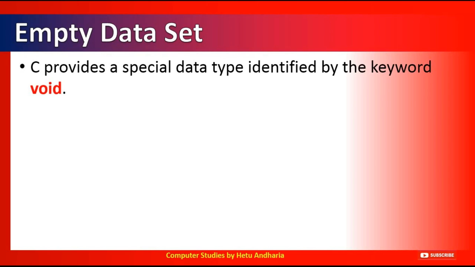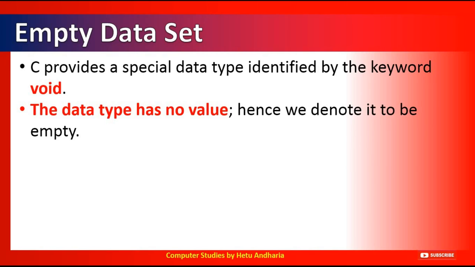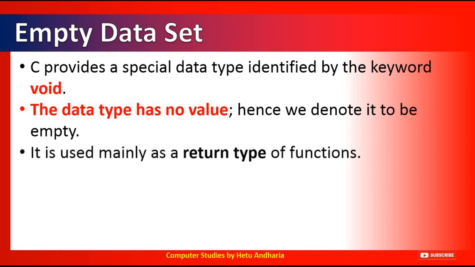The next data type which we are going to learn is empty data set. Now what is empty data set? C provides a special data type identified by the keyword void. We always type void before main, am I right? So that is an empty data type. Now this data type has no value, hence we denote it to be empty. It is used mainly as a return type of functions.